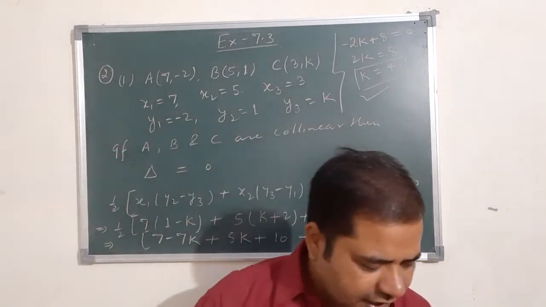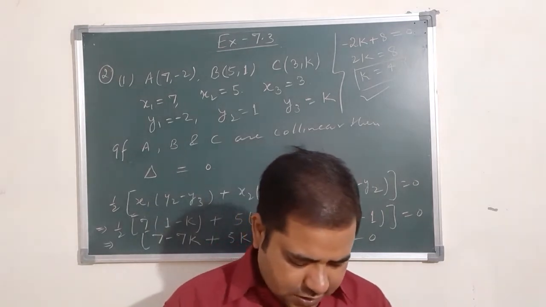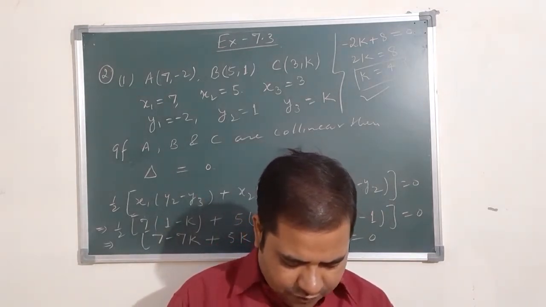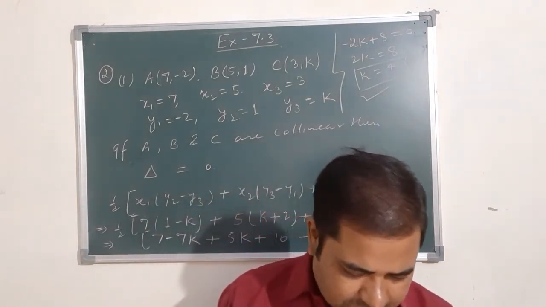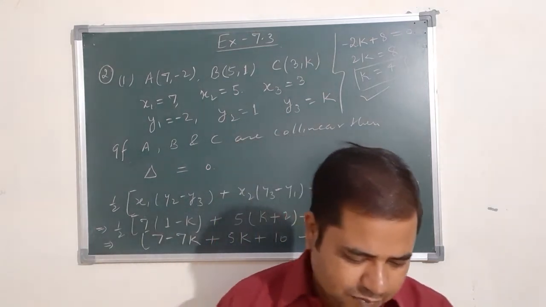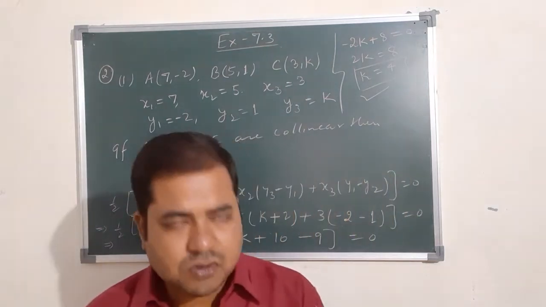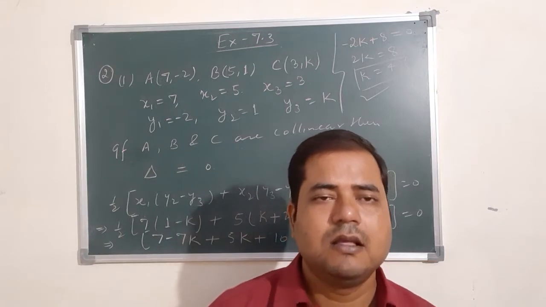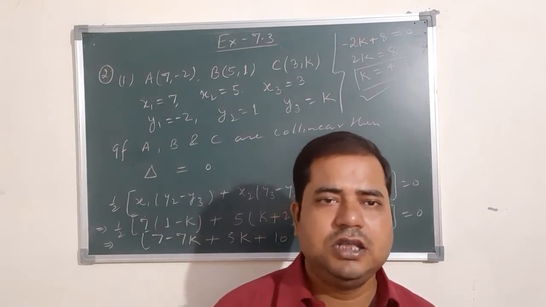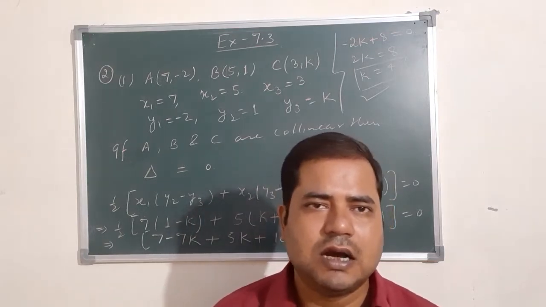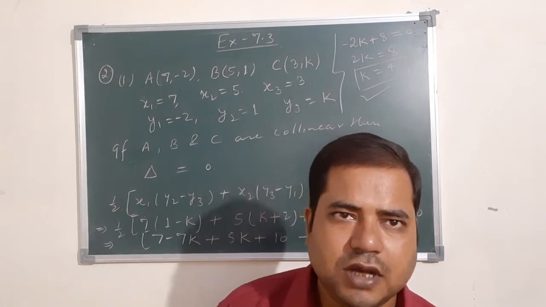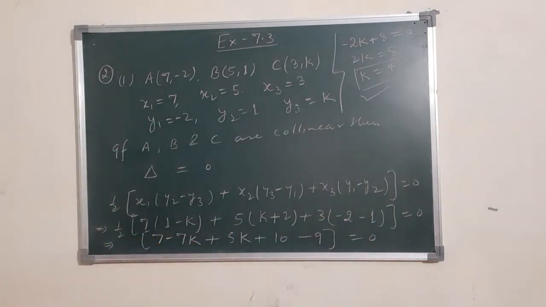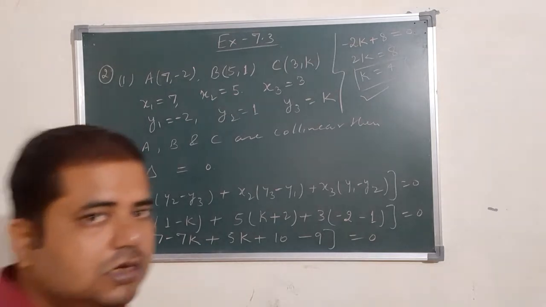So question second has also two parts. The first one I have already done for you, but the next one is your homework, that second part. In this also you have to find the value of k, so that these points, that means the given points, are collinear. So try it. Note it down fast.